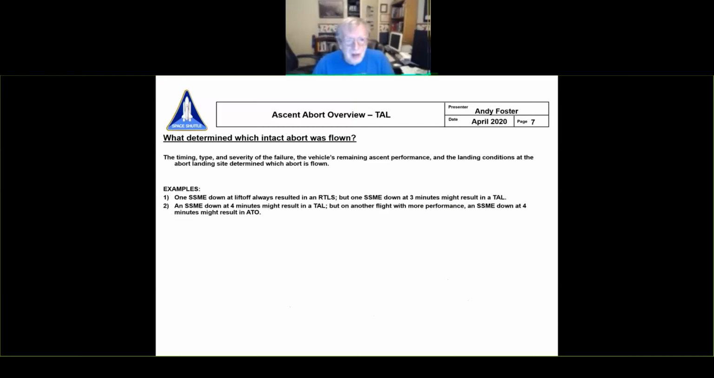In other words, if I start talking about a cabin leak and I've got a little tiny one that's going to let you stay up for a long time, you might do an AOA, you might do a TAL, or you might do an RTLS, depending on how long before the cabin actually totally depressurizes and you start having issues.